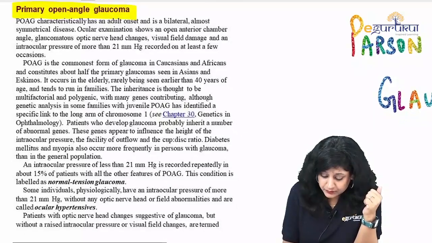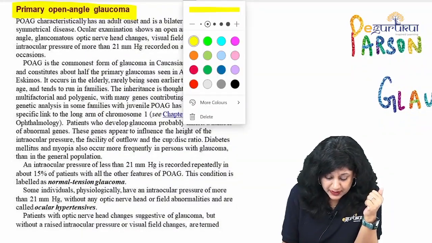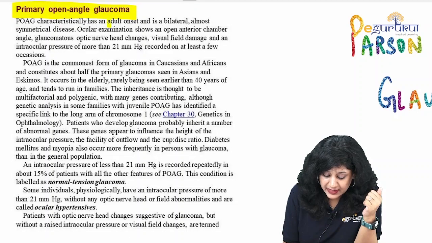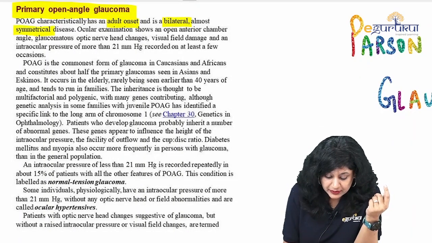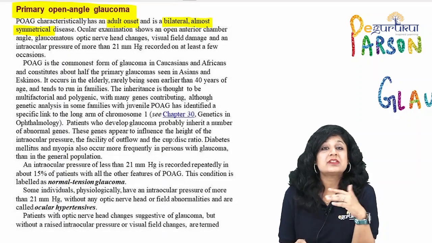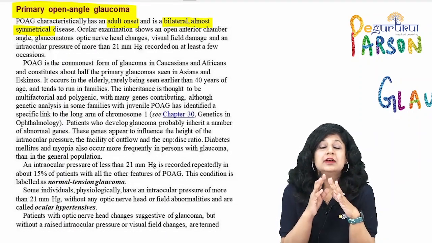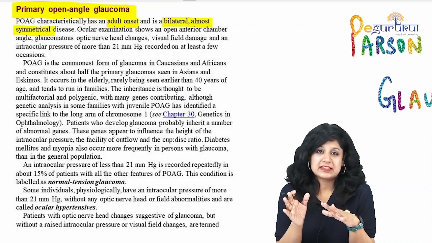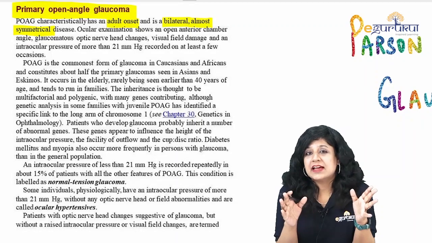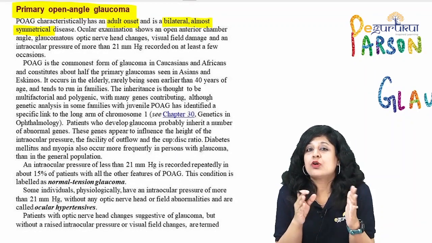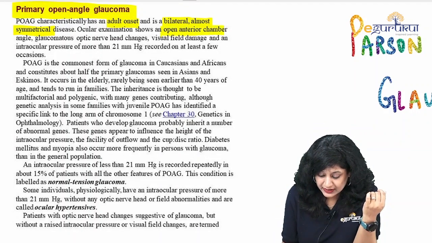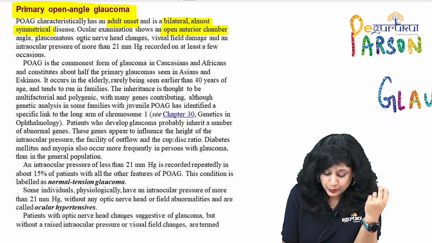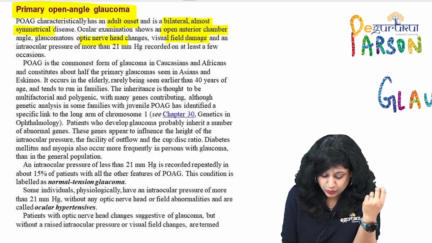Now if you look at these patients, this characteristically has an adult onset and it is bilateral, almost symmetrical. When they say almost symmetrical, that largely means it is asymmetrical, meaning we do not get exactly similar changes in both eyes. Ocular examination will show the open anterior chamber angle, glaucomatous optic nerve changes, visual field defects and intraocular pressure more than 21 recorded on at least a few occasions.